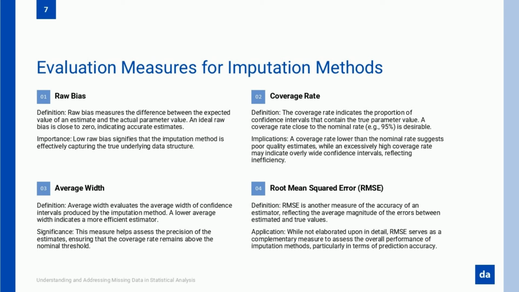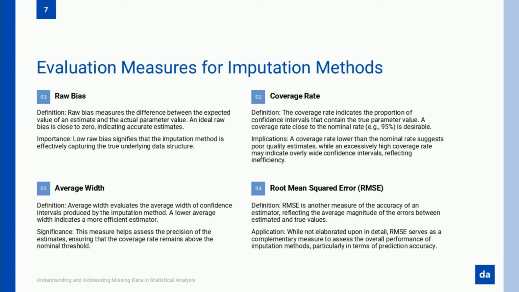If the coverage rate is too low, we miss the target. If it's too high, it might mean our intervals are too wide and inefficient. The ideal scenario is to hit the sweet spot, narrow enough to be useful, but wide enough to capture the truth. Generally, a coverage rate of 95% is desirable.